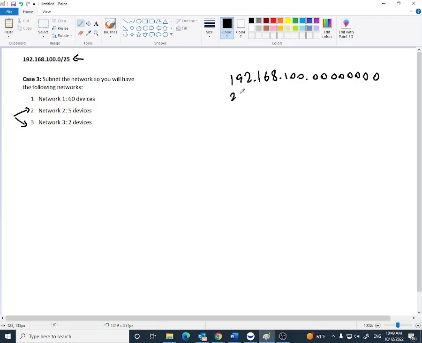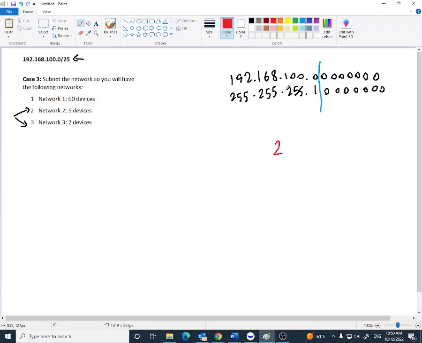And here we got 255.255.255.1000000. Am I missing something? Yes, I'm missing one. Let's put 0 here. Now, my original line is here. Since I need to have 60 hosts in this network, I'm going to ask myself, how many bits do I have to keep to be able to get 60?